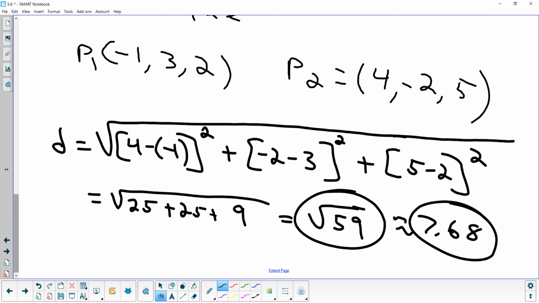Okay, so any questions on finding the distance between 2 points in 3D? All right.